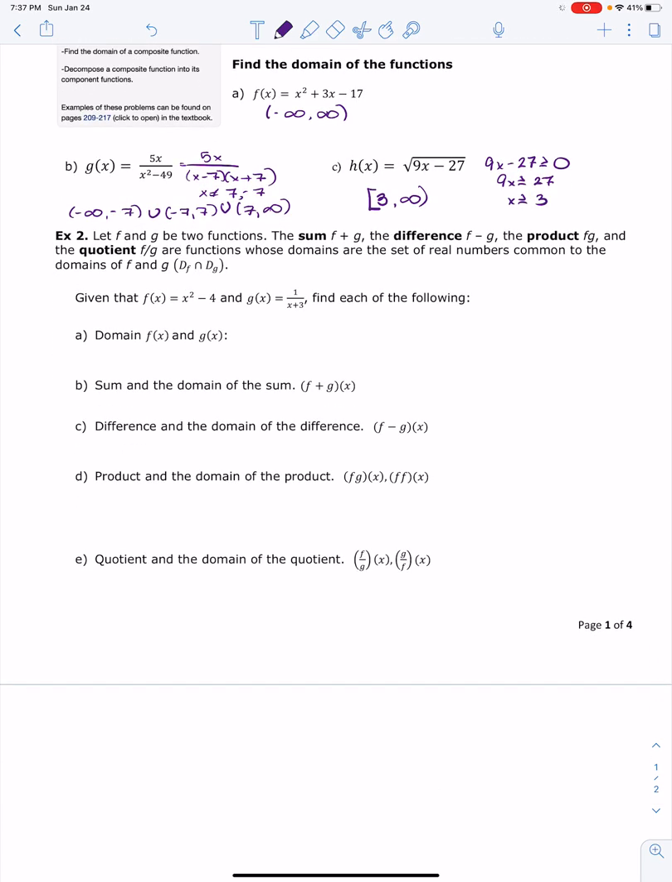Example 2, we've got two functions, f of x and g of x. F of x is x squared minus 4. G of x is 1 over x plus 3. A, we want the domain of f of x and g of x. So the domain for f of x, again, it's a polynomial. It's all real numbers.